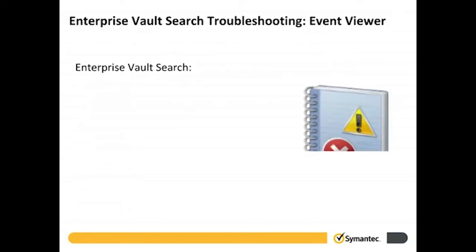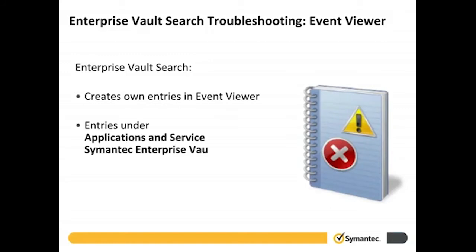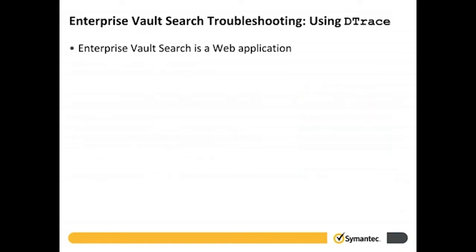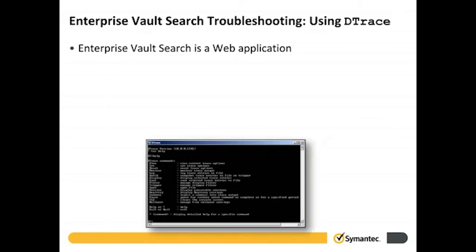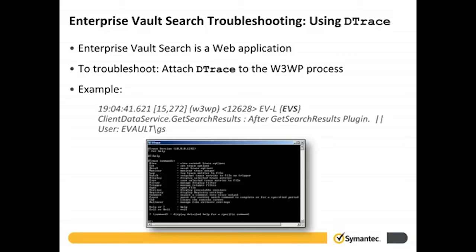Enterprise Vault Search creates its own entries in the event viewer under Applications and Service Logs, Semantic Enterprise Vault, with a task category of Enterprise Vault Search. As a web application, you can troubleshoot Enterprise Vault Search by enabling verbose logging through DTrace for the W3WP process. An example is shown on the slide.